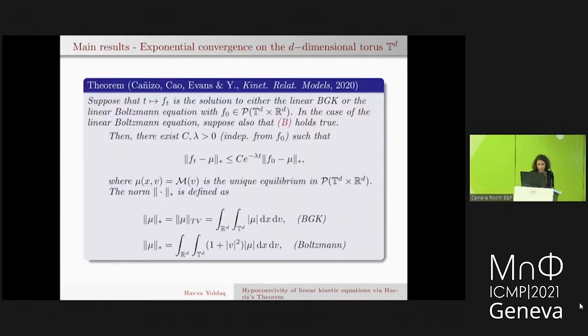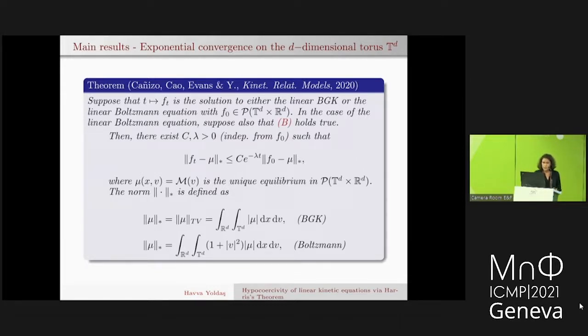Okay, so here I present the statements of the theorems, which look a bit complicated maybe, but I'll just mention them in a simpler way. So we consider the linear BGK or the linear Boltzmann equation with any initial data, which is a probability distribution. And this theorem is valid for the case when the space variable is in the d-dimensional torus, with periodic boundary conditions.